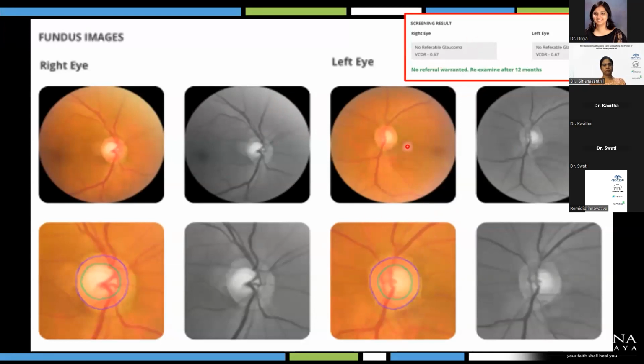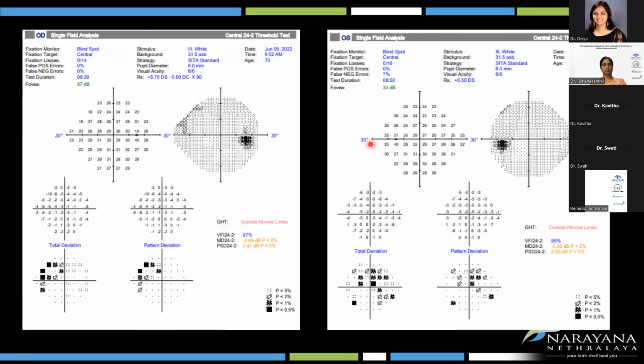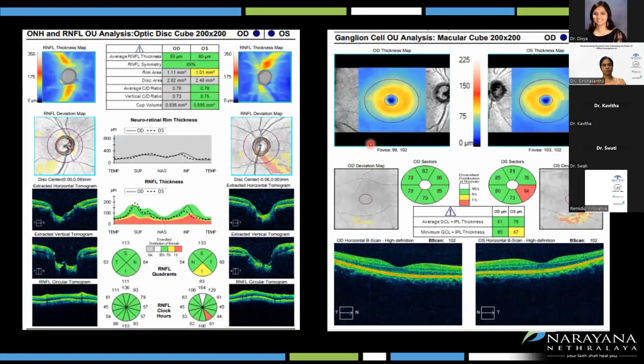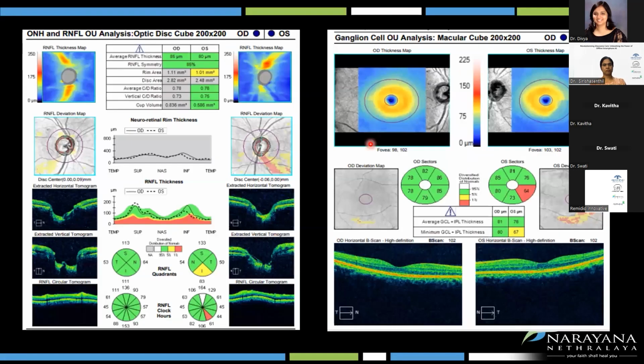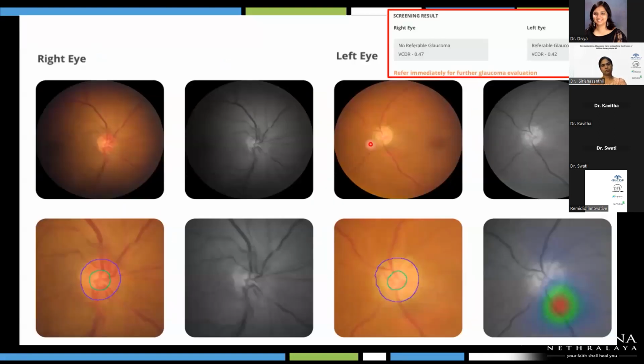It says it's a no referable glaucoma. But before we go into the reports, we can see that there's an RNFL defect here and a small resolving disc hemorrhage. And this was what the visual field report said. There was a superior arcuate. And in the OCT, you can see an inferior RNFL thinning and a GCIPL thinning. So this means that probably the AI has not picked up a lot of early glaucoma, but it had very good sensitivity in picking up moderate and advanced glaucoma. And these are the cases that we shouldn't be missing. These are the cases which have to be referred to a center or treated well, so that we can prevent blindness in these patients.